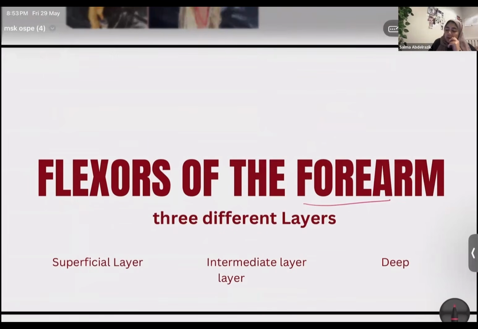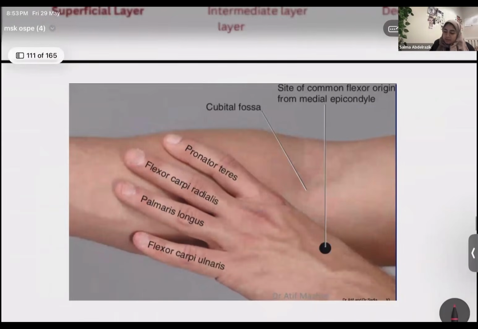Flexors of the forearm. In the forearm, you have 3 layers: superficial, intermediate, and deep. Let's start off with the superficial layer. Place your fingers like that, and your middle finger should be going to the middle of your hand here because this is palmaris longus, which we'll talk about. So it should look something like that.